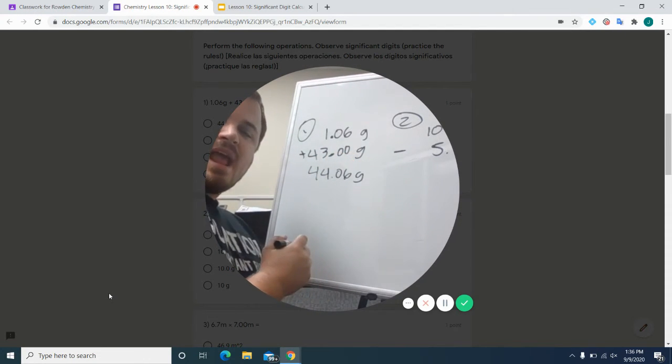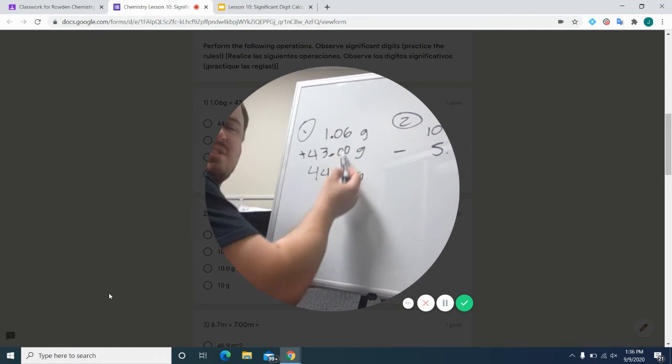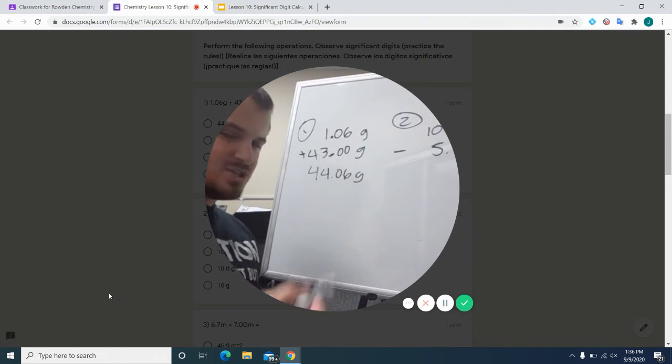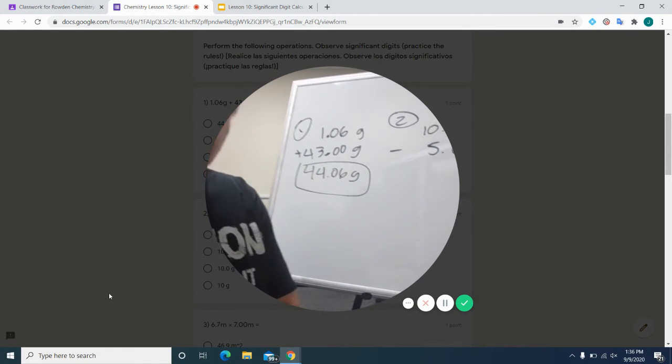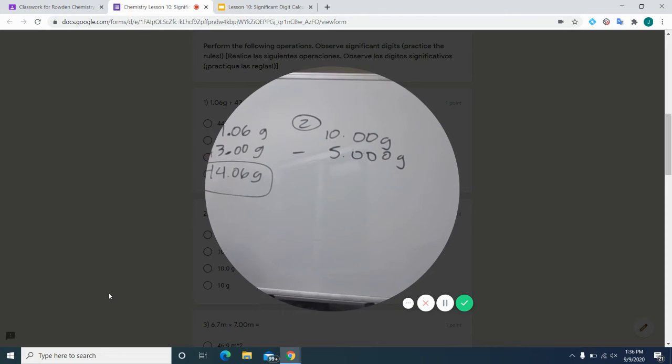44.06 grams. And we know what was in this last decimal place, so we get to keep it. So we actually don't even have to round. So just leave it how it is. Nice and easy. Okay. Now let's try this one.